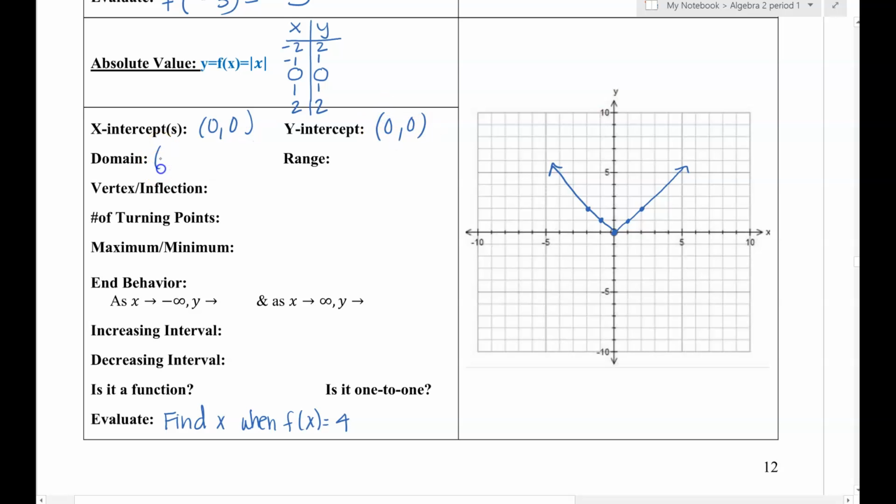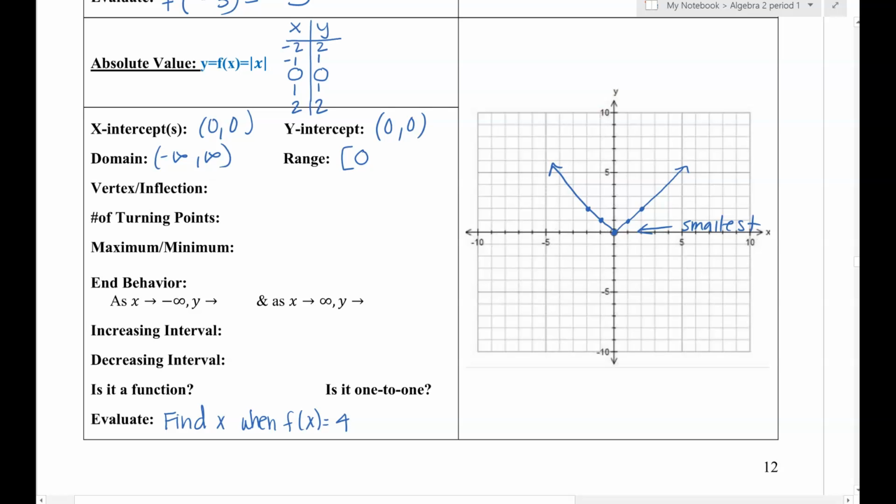Your domain is from negative infinity to infinity, aka all real numbers. Now your range, the smallest y value is 0, okay? So we will start with that because in interval notation, we will start with 0. And remember, bracket means it is inclusive.